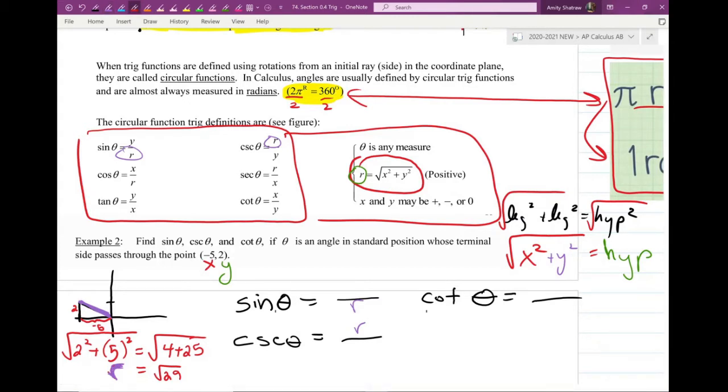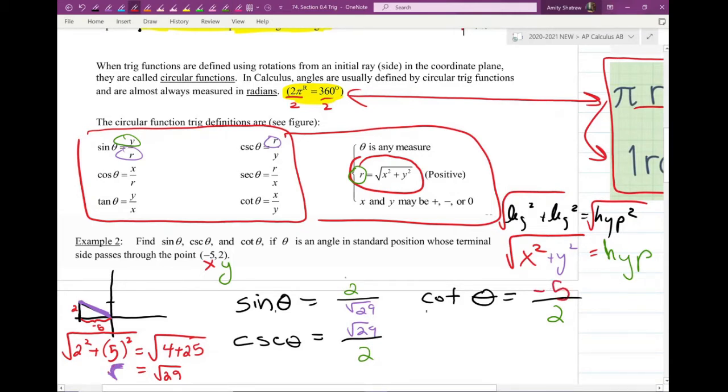So y is going to be green, and it goes on top, and green was 2, and green was 2. Oops, I said r. I didn't write down what r is. Here you go. It's square root of 29. And cotangent should be x over y, which would be, am I in green here? I want to be in green. x over y, y is 2, and x was red, that would be negative 5. So yay, we did those, okay?